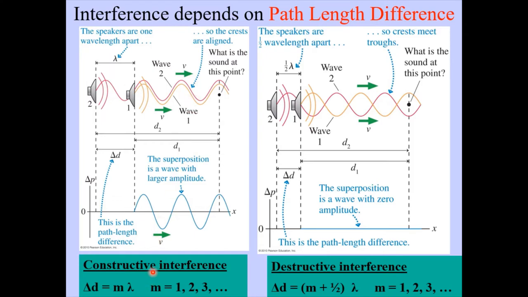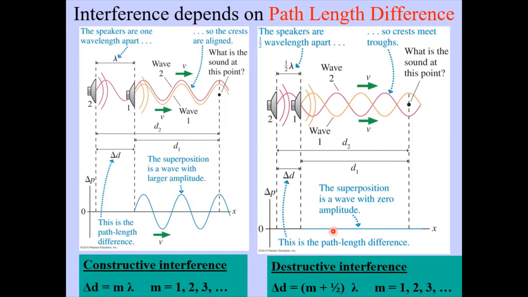So the constructive interference condition is we need the path length difference, delta D, the distance between these two sources, to be a multiple of the wavelength. So this would work for one lambda, or if we move speaker two back another lambda, they would still be in phase, because every lambda, remember, the wave pattern repeats. So as long as the path length difference, delta D, is equal to an integral multiple of the wavelength lambda, so m can be any integer, 1, 2, 3, 4, etc., we will have constructive interference.